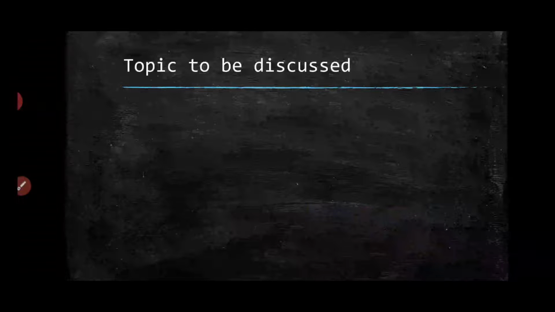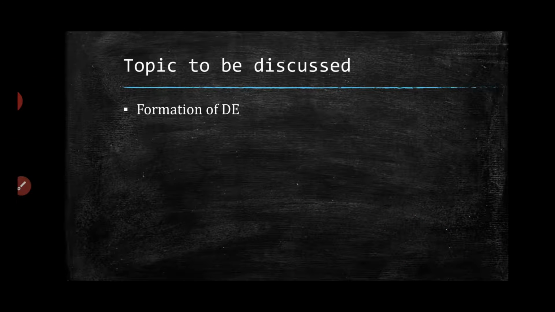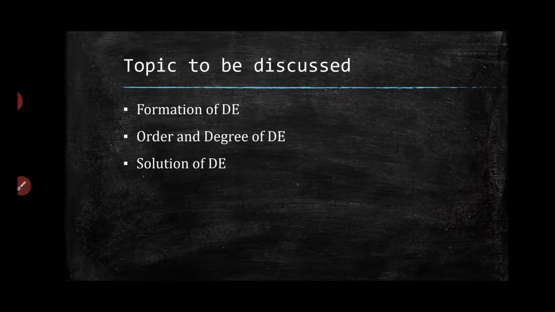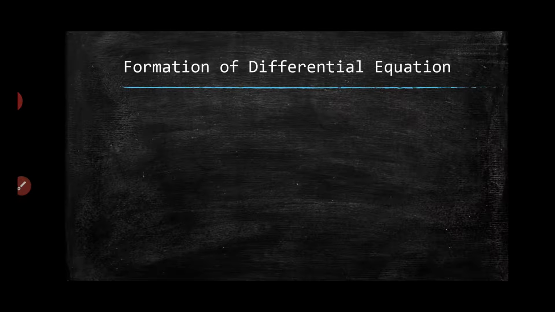Now we are going to discuss three things, that is how a differential equation is formed. Then we are going to talk about the order and degree of a differential equation, and then finally we are going to talk about the solution or the different methods of solution of a differential equation. Now let us come to the first part, formation of a differential equation. So how a differential equation came into existence, or why we need a differential equation.